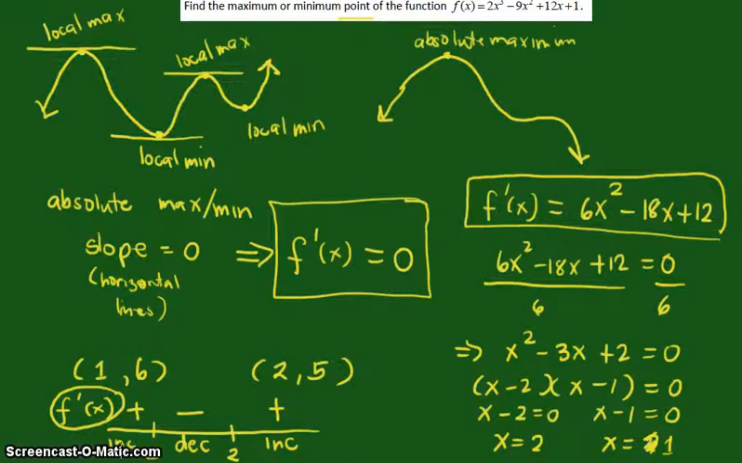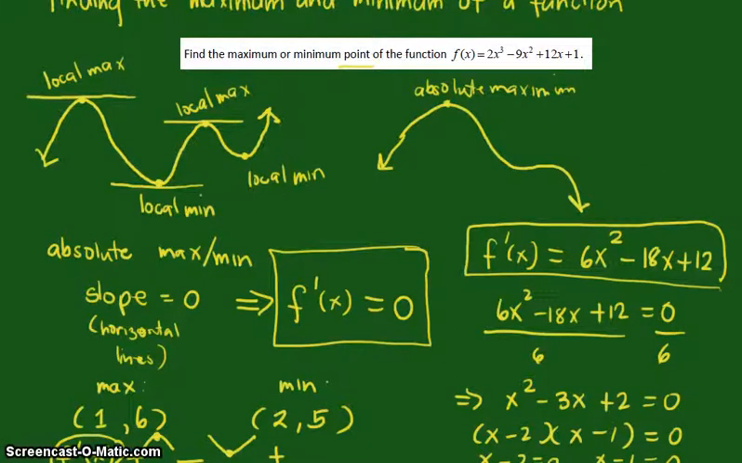So if we visualize what is happening here, this is increasing and then decreasing. So this will be a maximum point. From before 2, this is decreasing and then increasing. So this is a minimum point. Therefore, we can say that (1, 6) is the maximum and (2, 5) is the minimum. So we were able to answer the problem. Given the function 2x cubed minus 9x squared plus 12x plus 1, the maximum point will be (1, 6) and the minimum point will be (2, 5).